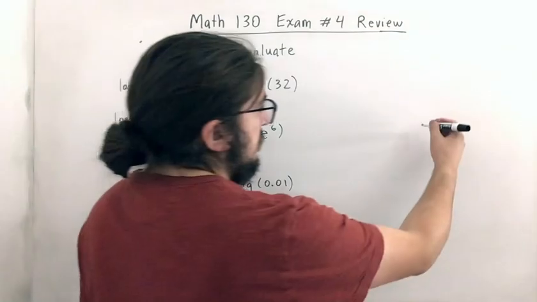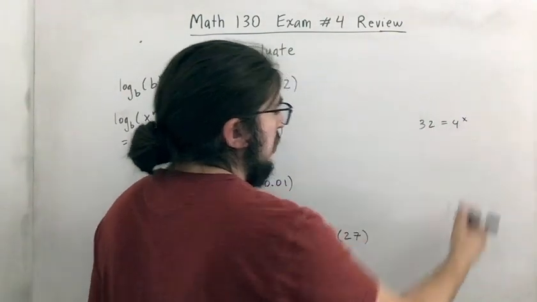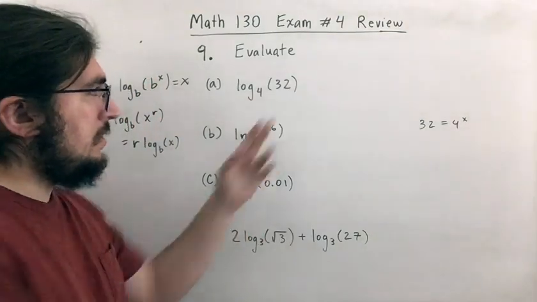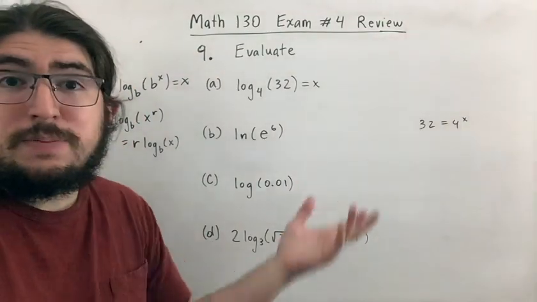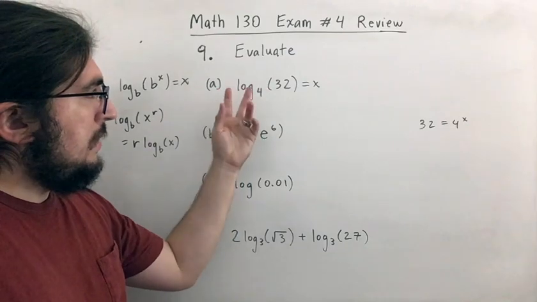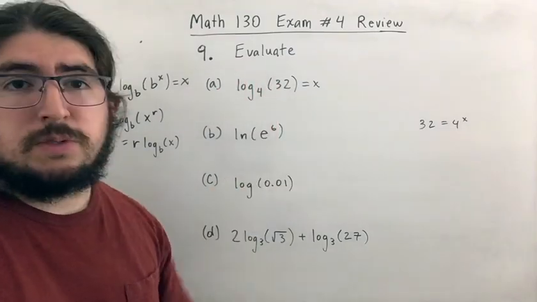So if I were to write the inside as a power of 4, well, notice really what we're doing is we're calling this equal to x, and then converting this to exponential form, which is another way of doing it, but it ends up being the same thing. So if we write the inside as a power of 4, that's the same thing as saying that this logarithmic form in exponential is 4 to the x equals 32.